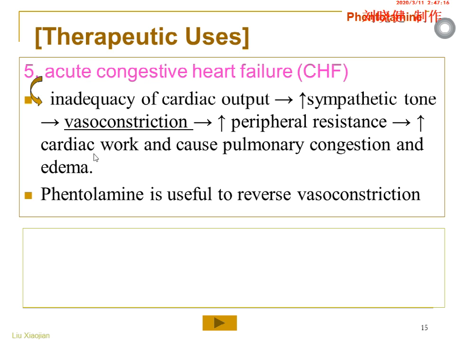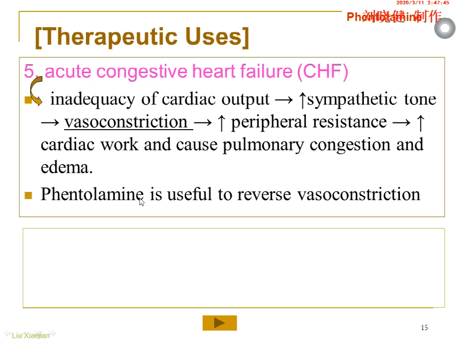So it can cause pulmonary congestion and edema. Phentolamine, aside from that, can decrease pulmonary circulation resistance. So it can improve pulmonary edema. So that's why it is useful to reverse vasoconstriction in the treatment of this CHF. It is also very helpful.